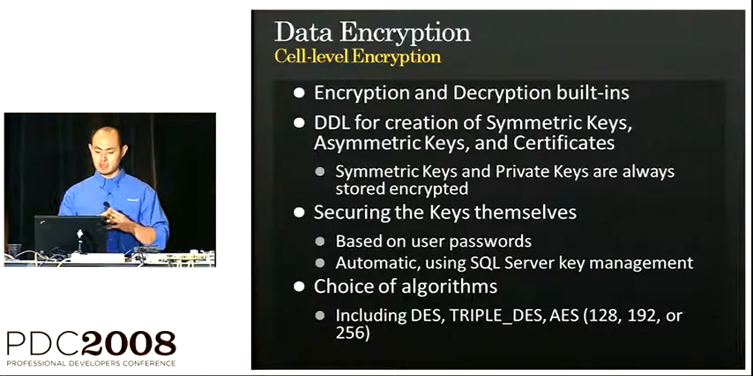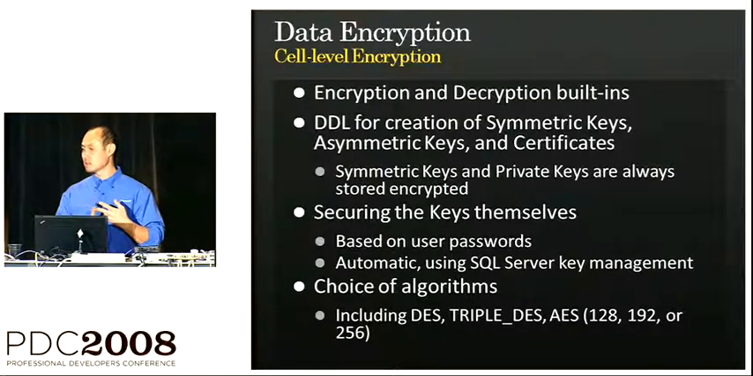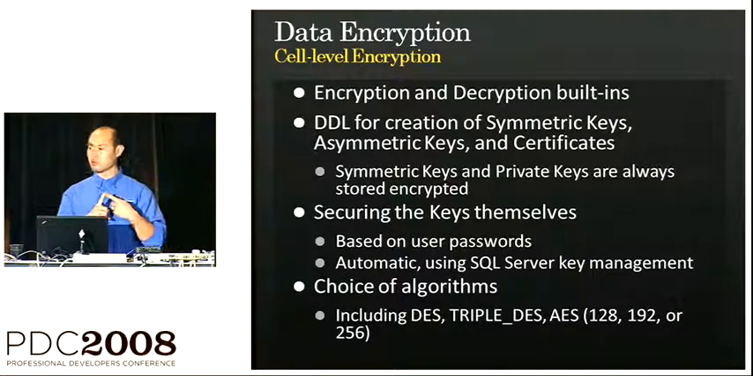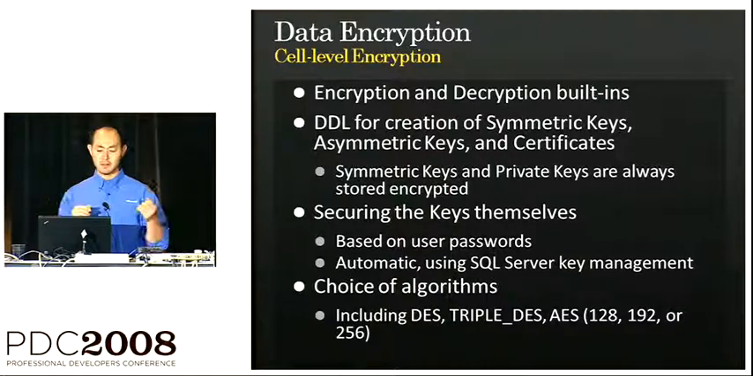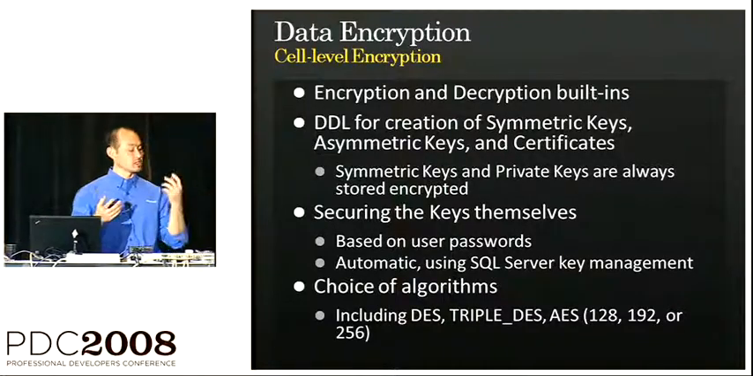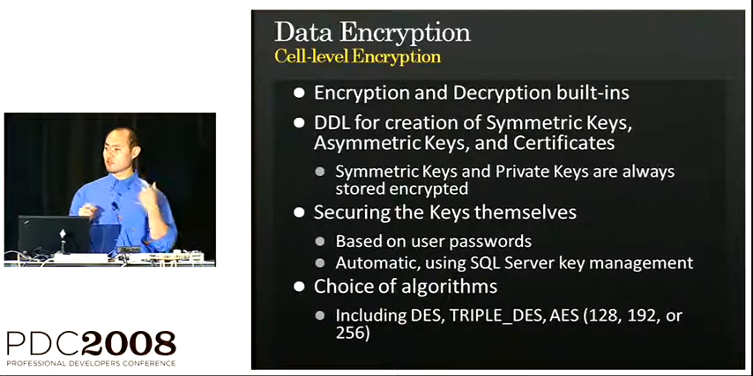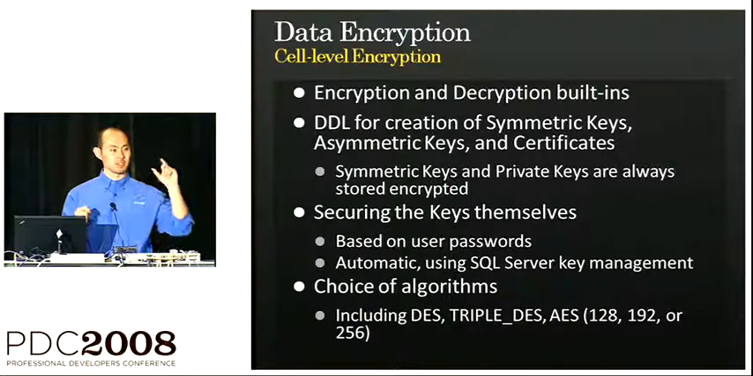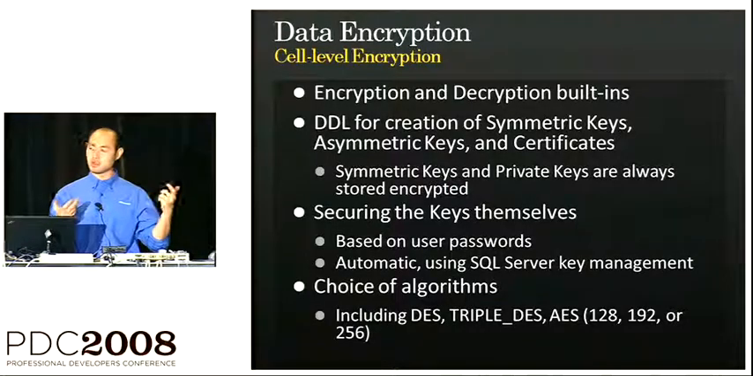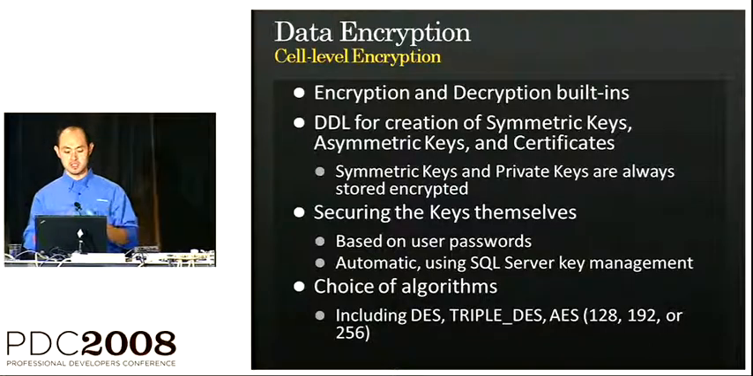And we provide the DDLs for creating the symmetric keys. We also have asymmetric keys and certificates. And so you should understand the difference. Symmetric keys are much faster. They're meant for encrypting large blocks of data. But obviously the problem is that since it's symmetric, you use the same key for both encryption and decryption. In order to give someone the ability to encrypt the data, you've actually given them the ability to decrypt the data. So this is something you have to consider.